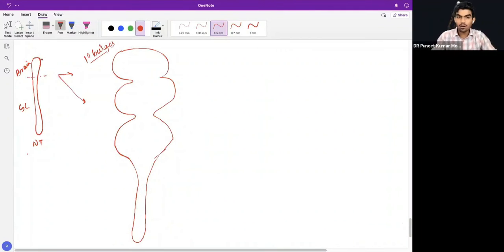Okay. Now the uppermost or cranial-most swelling is called the prosencephalon. The middle one is called the mesencephalon, and the hind part or the distal-most part is called the rhombencephalon.